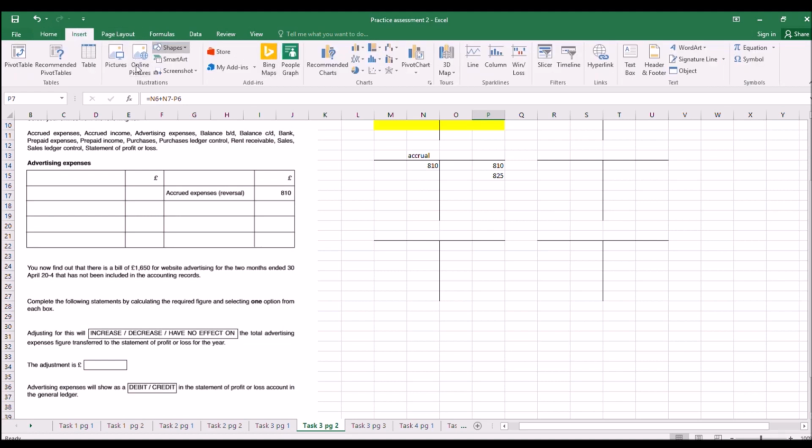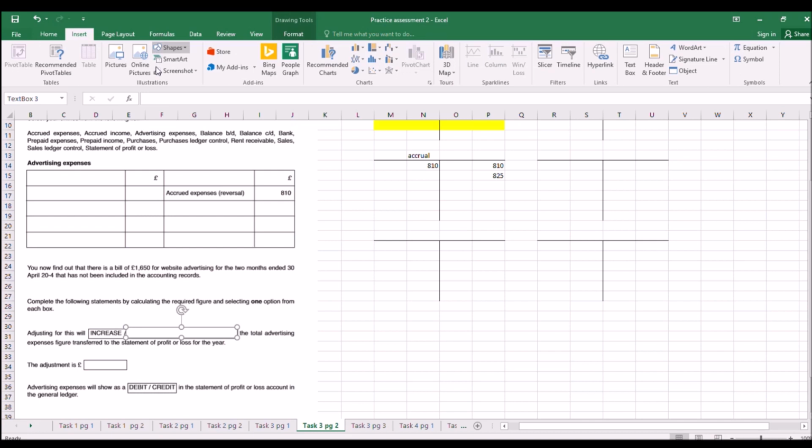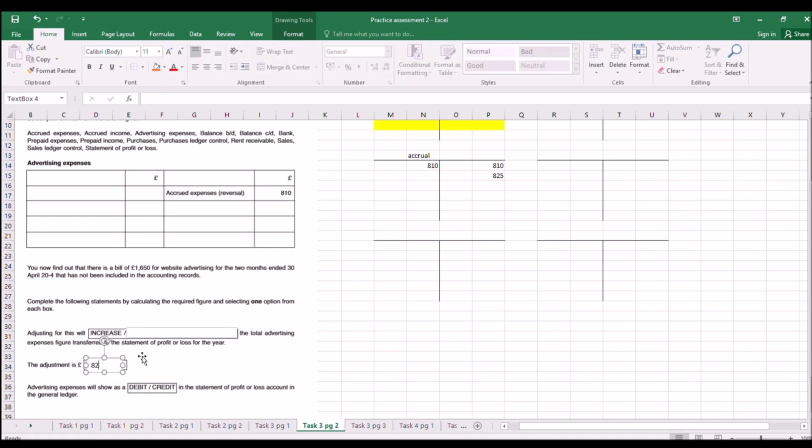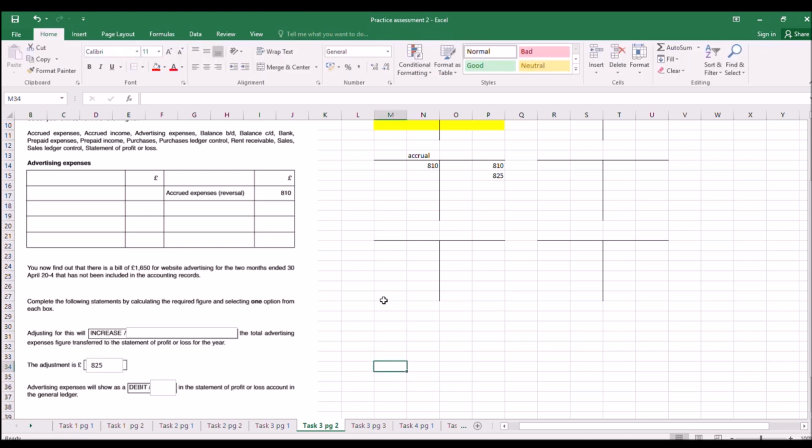Insert our shape. Increase. So we'll increase the total, right. The adjustment is 85. Advertising will show as a debit in the statement of profit and loss account in the general ledger. Okay, so that is that answer there.